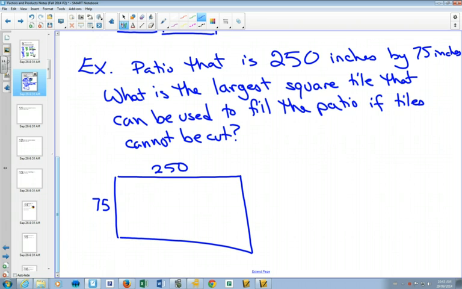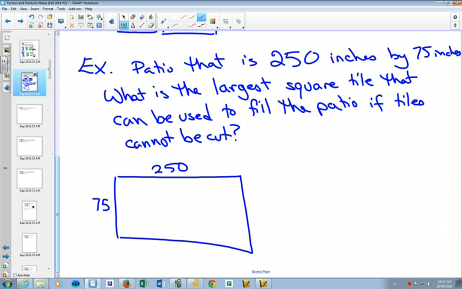Now it's important that it says if tiles cannot be cut, because if tiles could be cut, you could buy one huge tile that was 250 by 250 and just cut it off, and you would have only one tile to do the whole thing, and it would be perfect. Of course, those are big tiles and would be expensive to buy, and you'd probably break it trying to put it in your trunk or something like that, or driving it home.